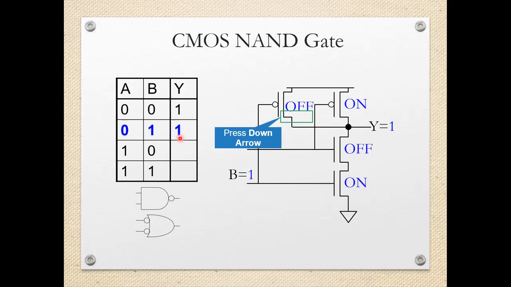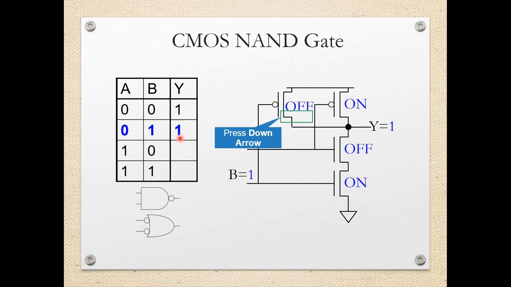I will check for the second condition. Now A is equal to 0, B is equal to 1. Now we will check. For A equal to 0, again this P MOSFET will be on and N MOSFET will be off. For B equal to 1, P MOSFET will be off, N MOSFET will be on. Now again check the condition. Even though this N MOSFET is on, this is off. So this connection could not be completed. So this Y cannot be connected to ground.